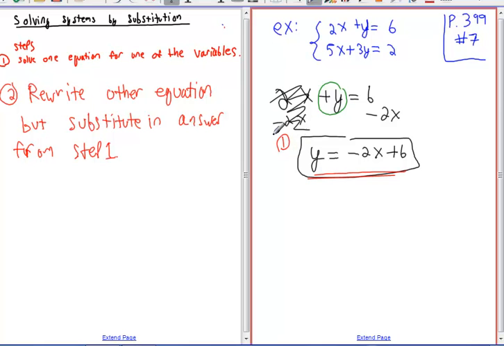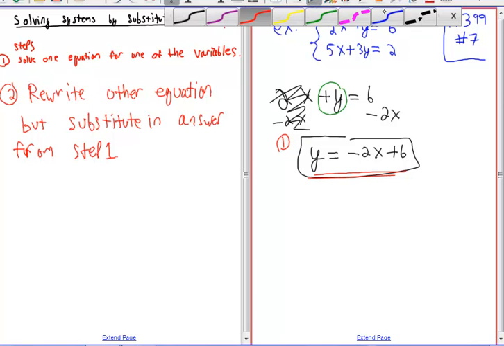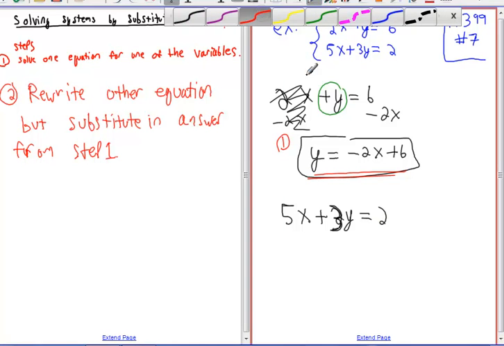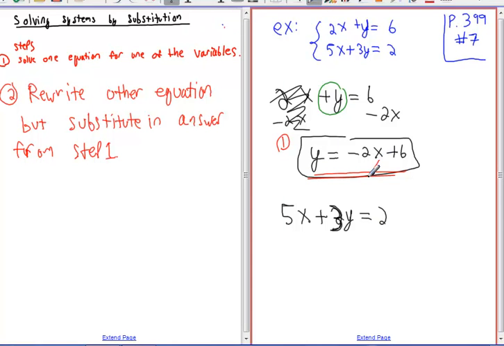Okay, you see we had a 1 there as well. So we're going to rewrite the other equation. Which is the other equation? Well, the other equation is 5x, you can see this is right up above, plus 3y, sorry, that's a 3. 5x plus 3y equals 2. And we're going to rewrite that, but they said to substitute in the answer from step 1. Well, don't I notice that y is equal to this? So couldn't I put this stuff? This is the big point of this lesson. This stuff is y, correct?